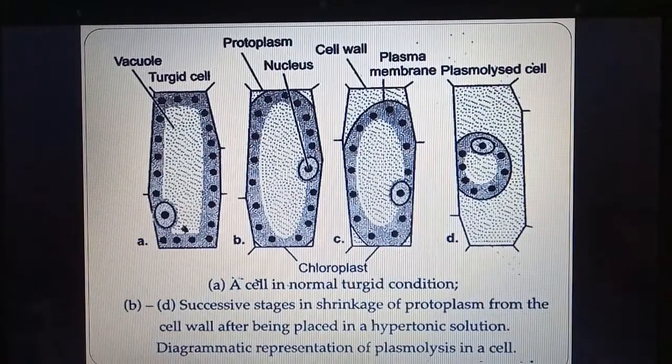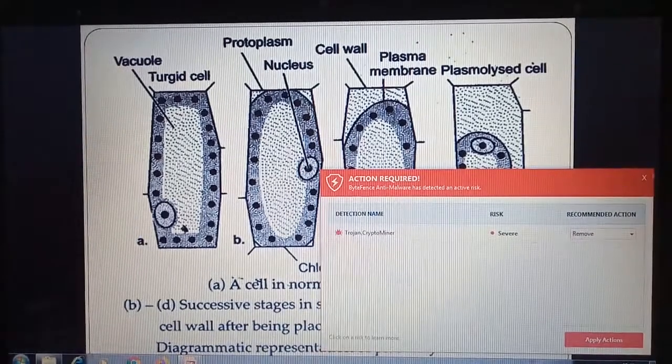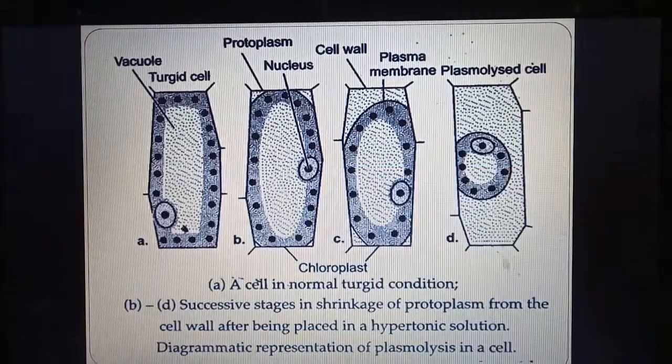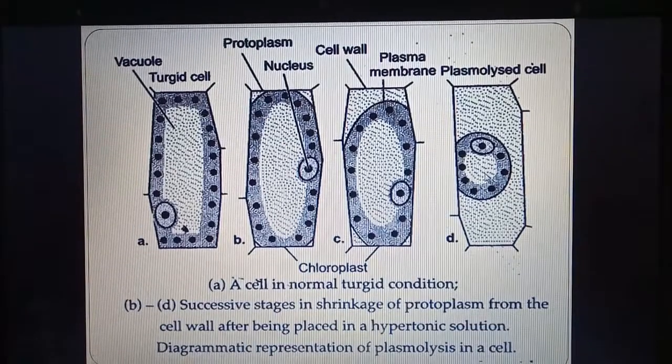Here we can see four diagrams. In the first diagram we can see a normal, turgid cell. In the second diagram we can see that the water is going out, so the protoplasm starts contracting. In the third we can see the plasma membrane and the contents are coming to the center, and in the fourth diagram we can see that all the contents have come to the center. So the cell has become plasmolysed.